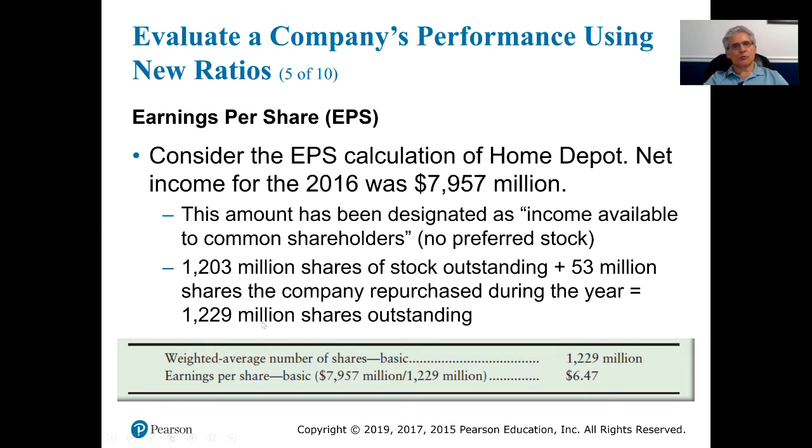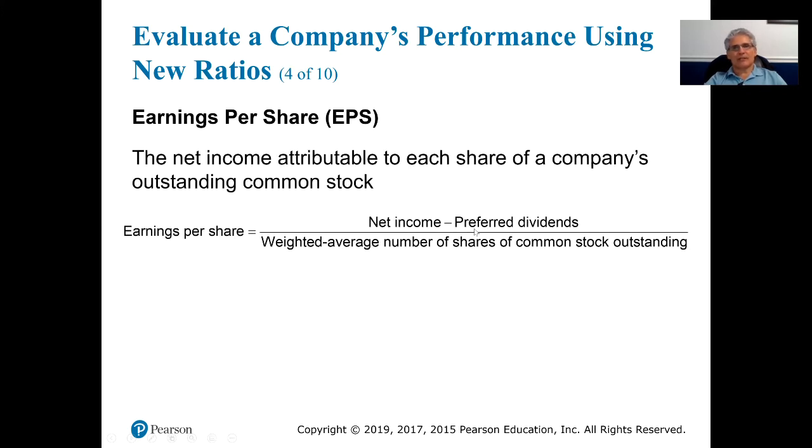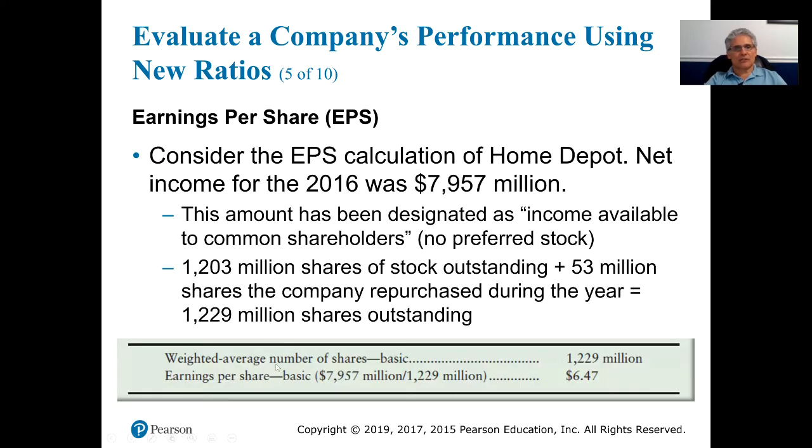So we had a total amount of 1,229,000,000 shares outstanding. So we can use this as a basis for computing the earnings per share, which, as the previous example showed, is net income minus preferred dividends. There are no preferred dividends, so that will be 0. So we simply take the net income and divide it by the shares outstanding, 7,957, which was provided, divided by 1,229, which was also provided, or we could compute.